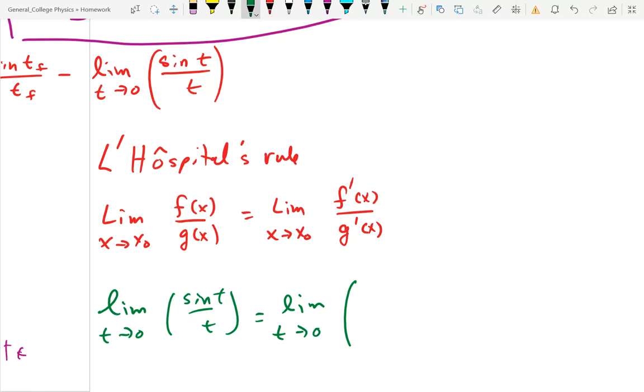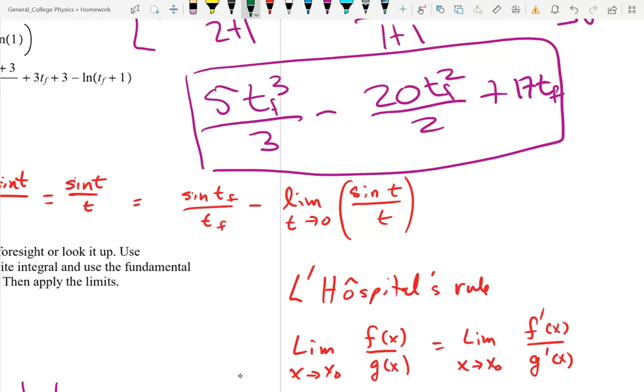So my top function was sine of t. What's derivative of sine of t with respect to t? Cosine t. And the bottom was t. What's the derivative of t with respect to t? And now if I put in 0 for t, I have cosine of 0 over 1. What's cosine of 0? 1. So I have 1 over 1, or 1. So I came back up here, and this whole thing goes to 1, so my actual answer is sine of t final over t final minus 1.